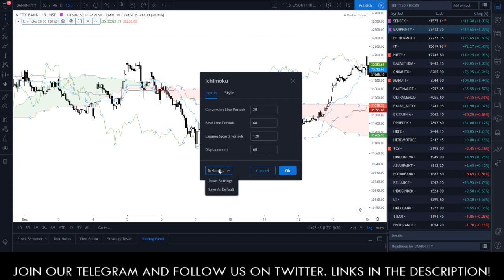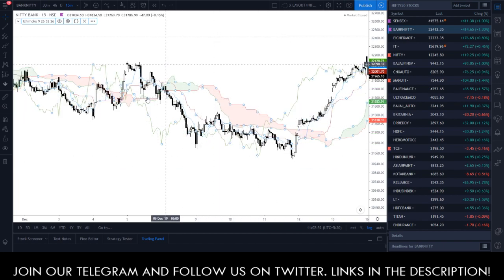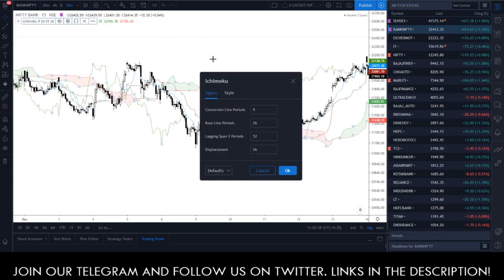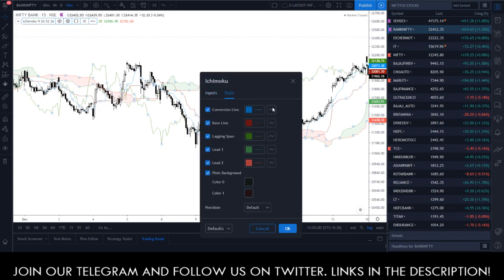So I'm going to set this as defaults, which is our default setting for the stock market. It comes by default for the stock market like this only, right? So in style, we can see that there are these five and six terminologies which have been used. So we have a blue line somewhere. It is called a conversion line, right?